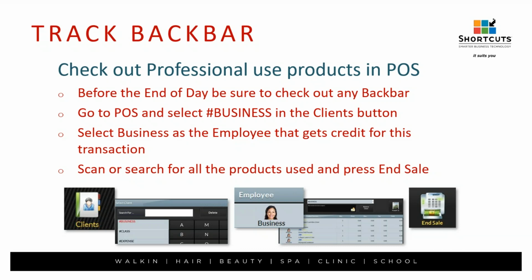So what Shortcuts would advise is to have a bin set aside, and every time your staff empties a bottle, just put it in the bin. And at the end of the day, or at the end of the week, depending on how busy you are, you're just going to scan all of those products out so that your inventory is correct and up to date.